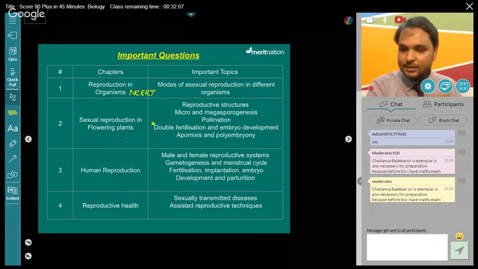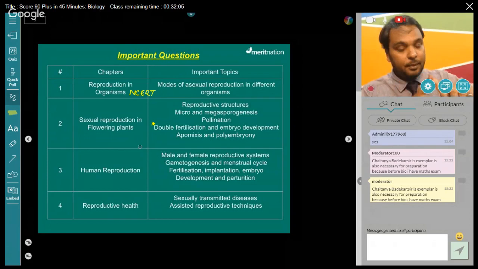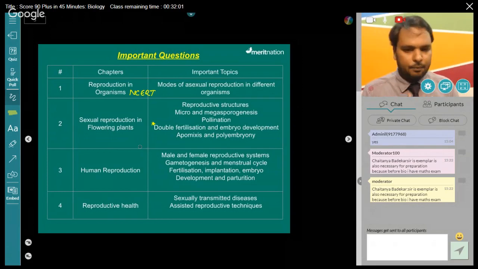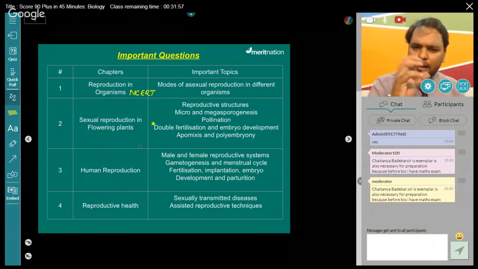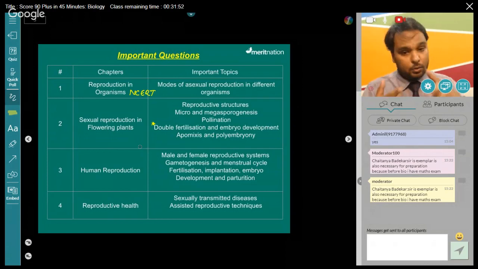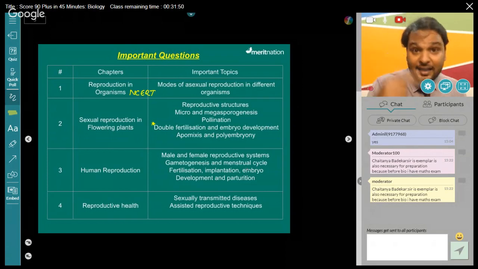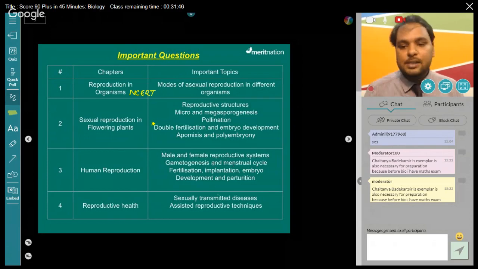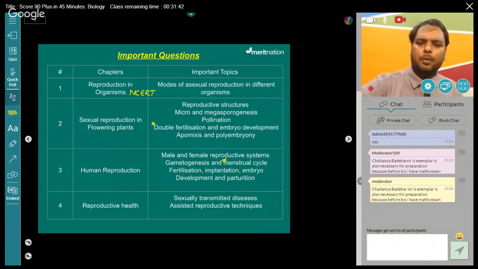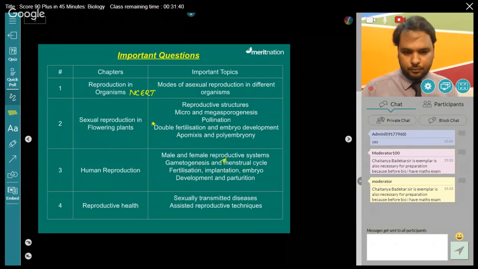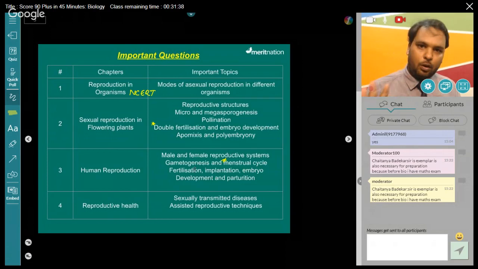Next is human reproduction, the male and female reproductive system. It's not a very difficult thing. Male is easy. Female is a little complex if you talk about the development of the ovum and all, that is gametogenesis. Like double fertilization in sexual reproduction in flowering plants, the menstrual cycle in human reproduction is one of the most important topics of this chapter. One question will always be there.